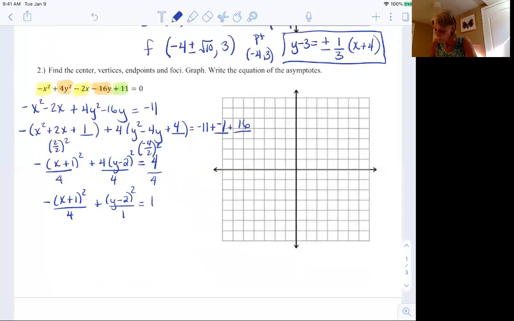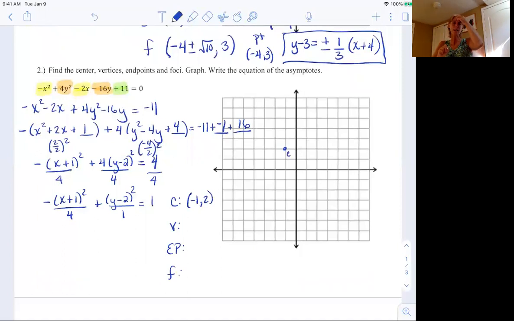So from this point, we want to identify our center, vertices, endpoints, and foci. I'm kind of giving myself little reminders of what has to be shown. So my center, remember, is the h and the k. H is always with the x, k is always with the y. My center is negative 1, 2. Negative 1, 2. That's my center.